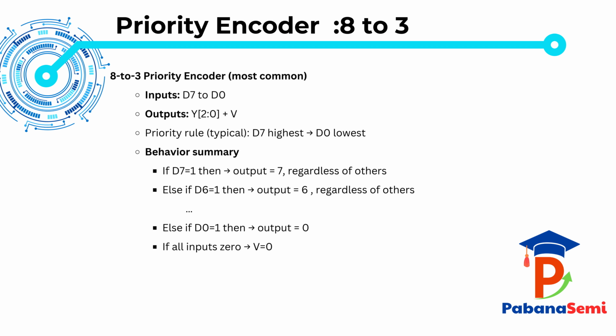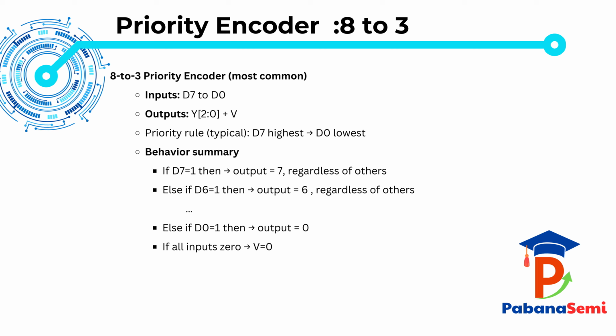If D7 is 1, the output code is 7, no matter what other inputs are doing. If D7 is 0, but D6 is 1, the output becomes 6. This continues down the list. If only D0 is 1, the output becomes 0. And if all inputs are 0, then no request is active. So the valid output V becomes 0, and the output code is typically held at a default value.